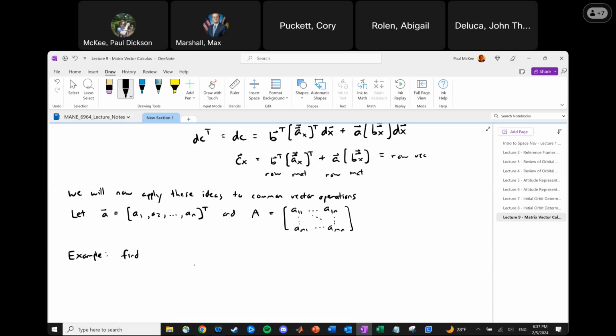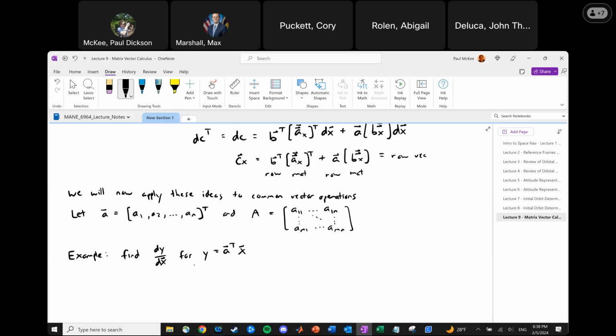Find dy/dx for the case that y is equal to some vector a transpose x. So this is really dy/dx with a little hat on it. So we know now that we have a vector equation, and it's time to start taking some derivatives.